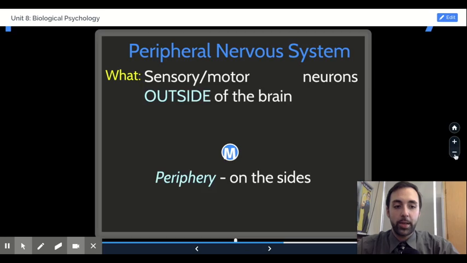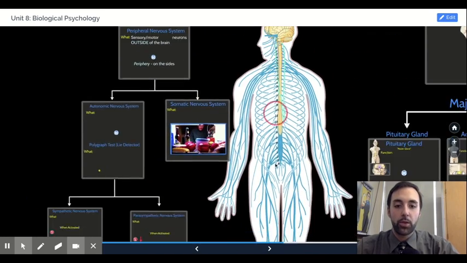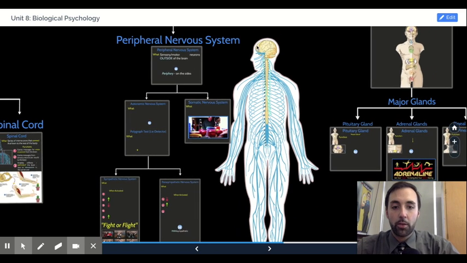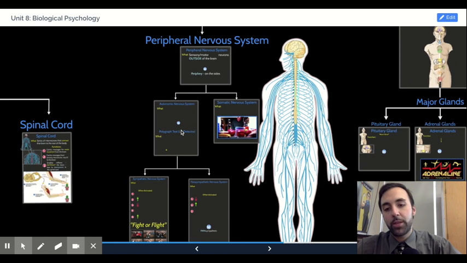The word peripheral itself, by definition, means on the sides. And I think whenever you look at a visual of the peripheral nervous system, it very much is the neurons sort of all over the sides, in your limbs, your legs. Some of them go all the way up to your face technically, but they are not in the brain or spinal cord. From that point, the peripheral nervous system is broken up into a few different subdivisions, and then the subdivision autonomic is broken down one more time.